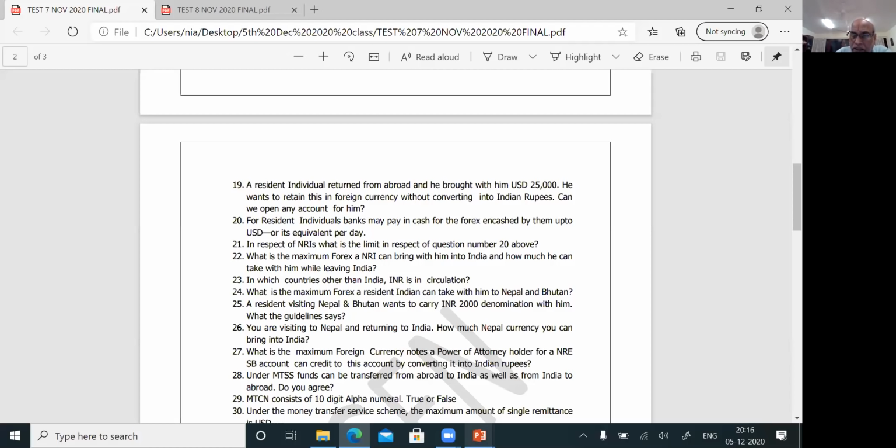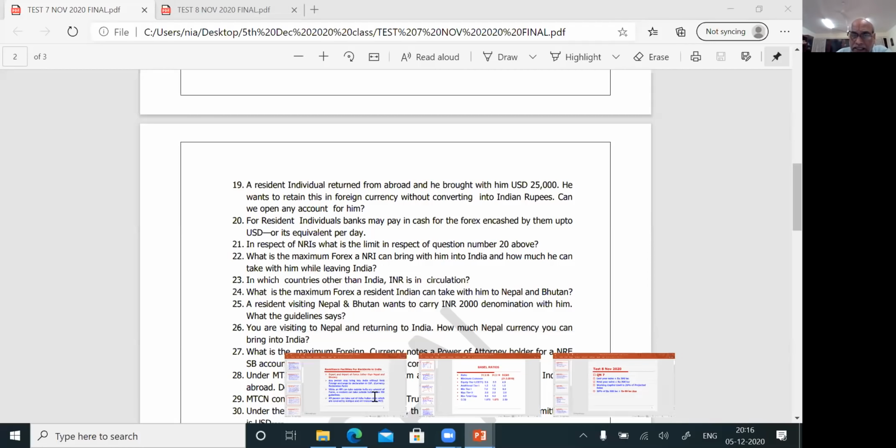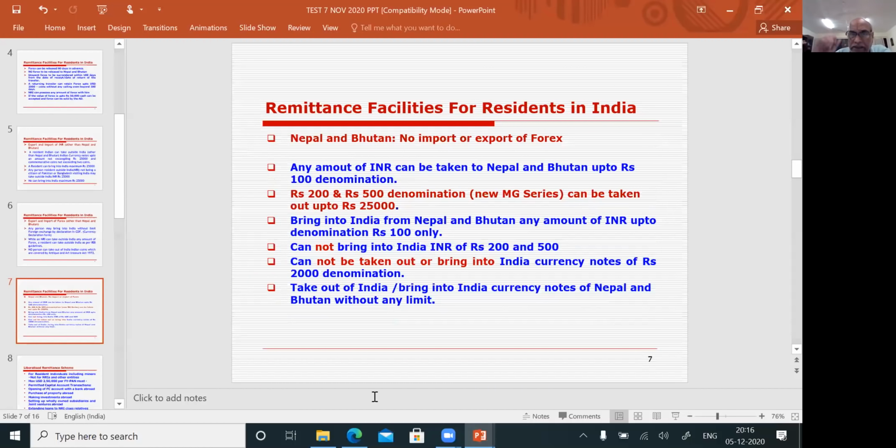Let us see the slide, so that we will quickly go through the slide, which you have already seen somewhere. Okay, this is the slide. Nepal and Bhutan: there is no import or export of forex. That means forex cannot be taken out to, or brought from, Nepal and Bhutan. The Indian currency can be taken out and can be brought in from Nepal and Bhutan. Similarly, Nepalese and Bhutanese currency can be taken out, and can be brought into India.